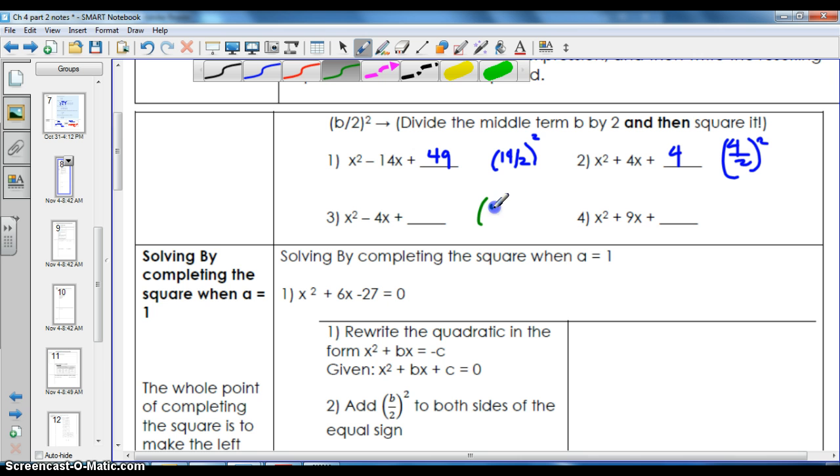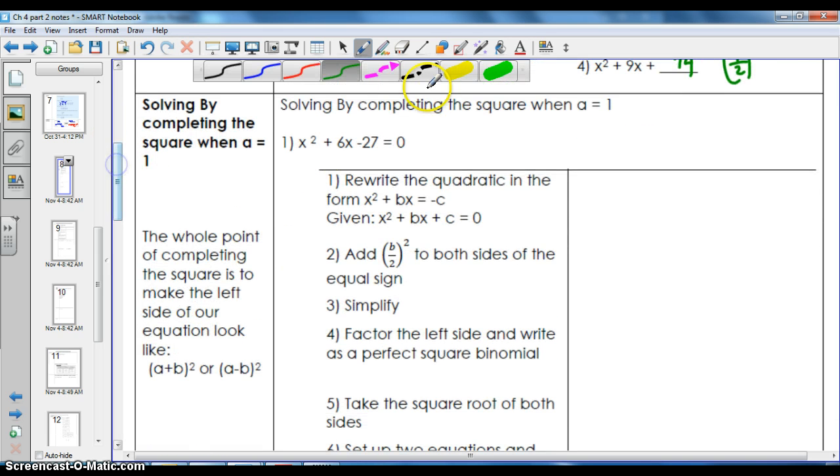Hopefully you've got 4 divided by 2 squared, and you have your magical number as 4. All right, next, 9 divided by 2 doesn't divide evenly, does it? But we can square it. We can square the numerator, square the denominator to get 81 over 4 as our magical number. Most of these, though, you will not have as a fraction. So let's go ahead and take a look at the steps to completing this square.